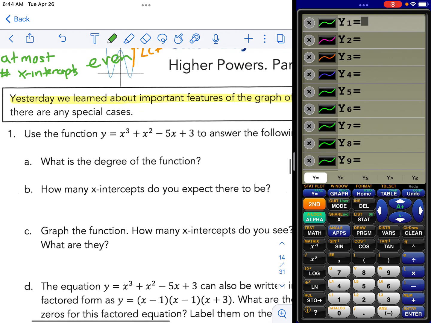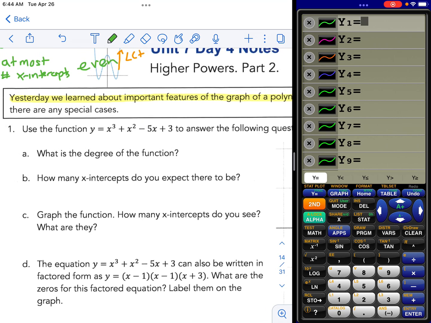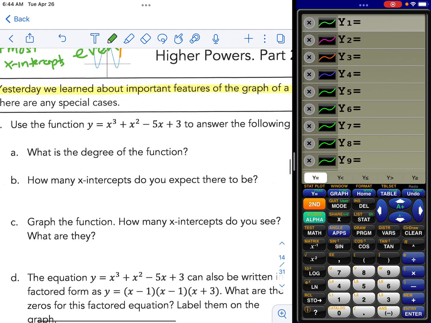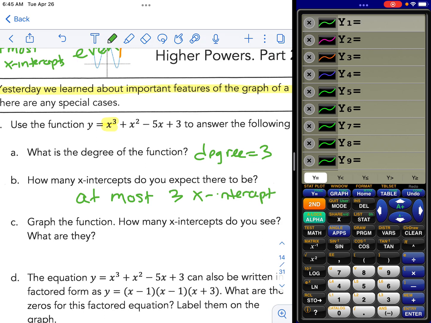Okay, so it says use the function to answer the following questions about it. So we have this function here, and it looks like here's our leading coefficient. It looks like it's written in general terms from big power to low. So we know our degree is 3, and so at most 3 x-intercepts. Right now it's hard to say what they are because we don't have the factored form.